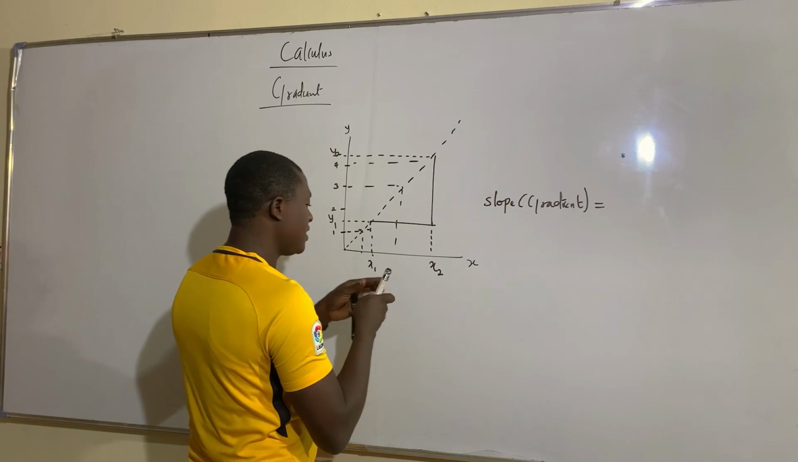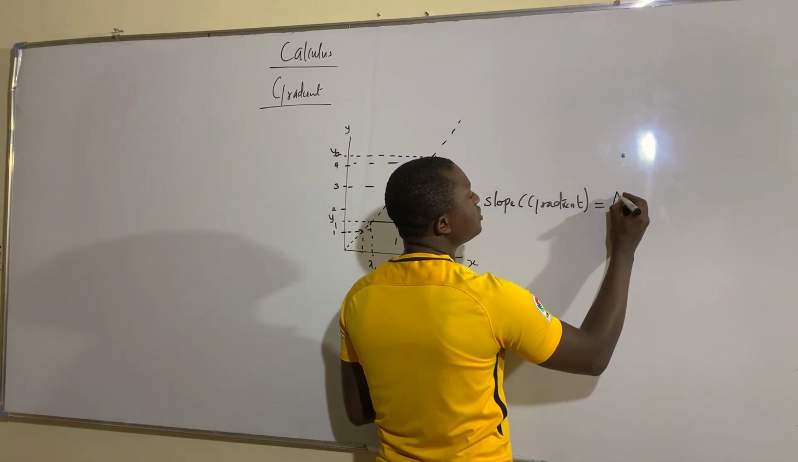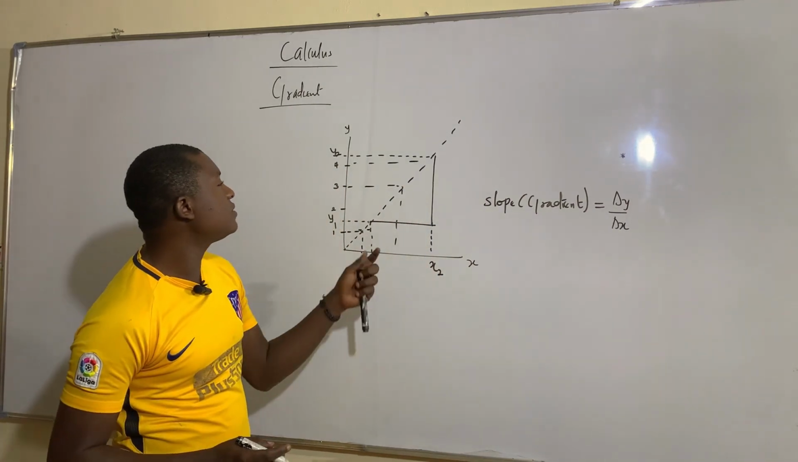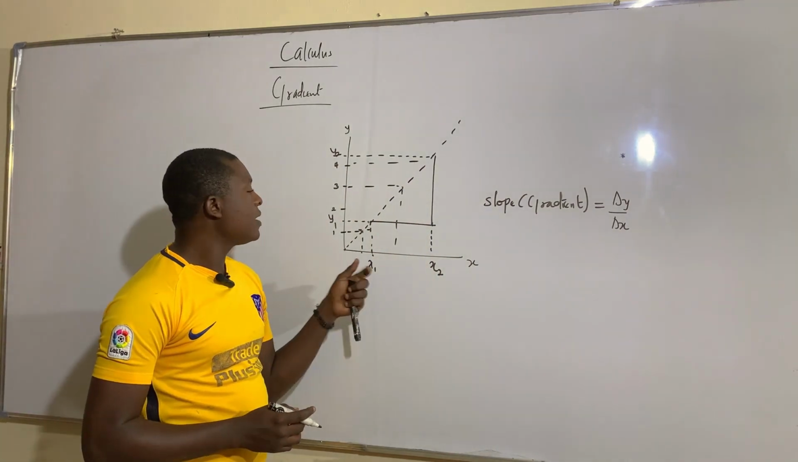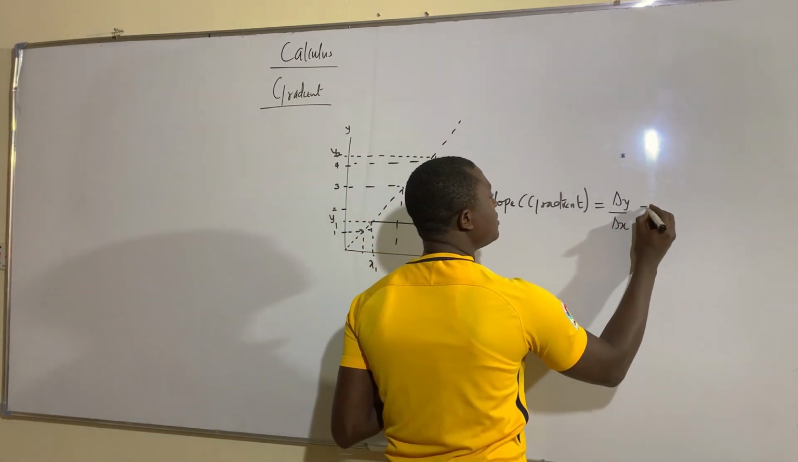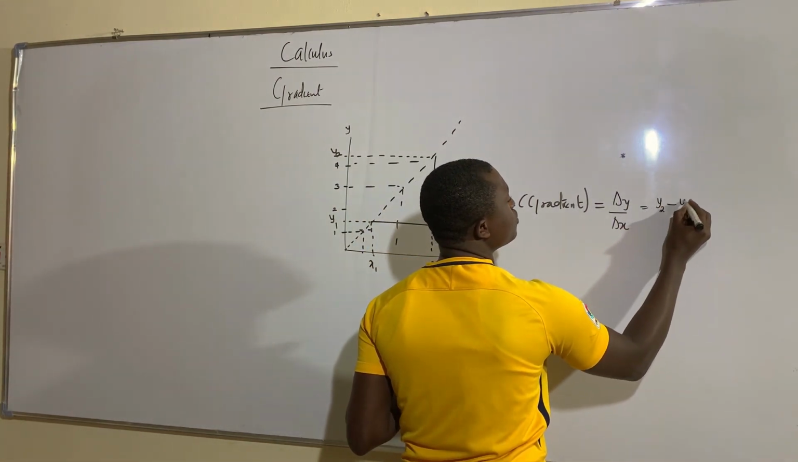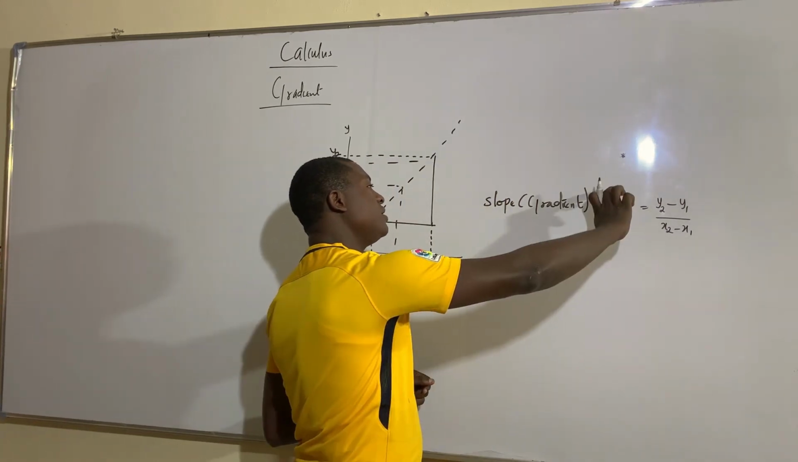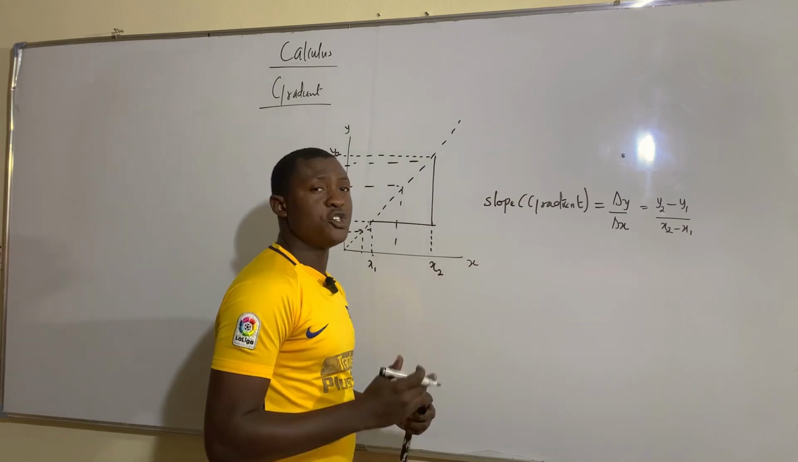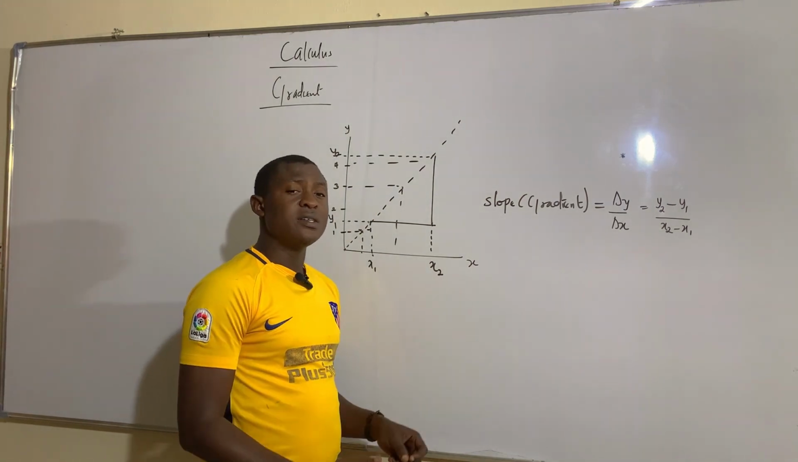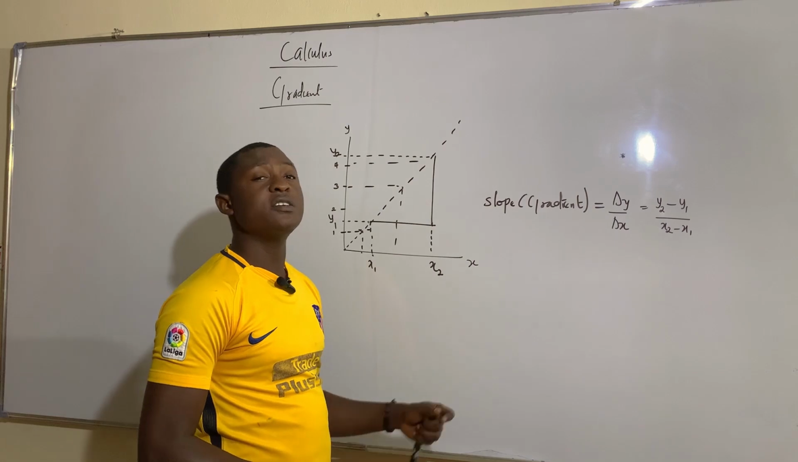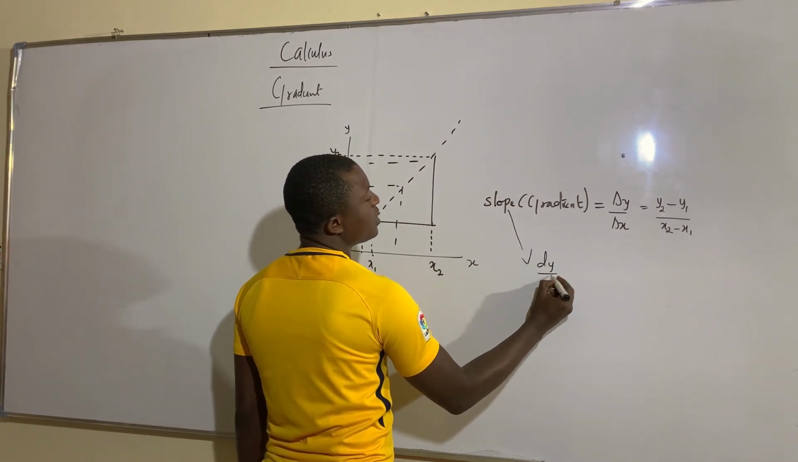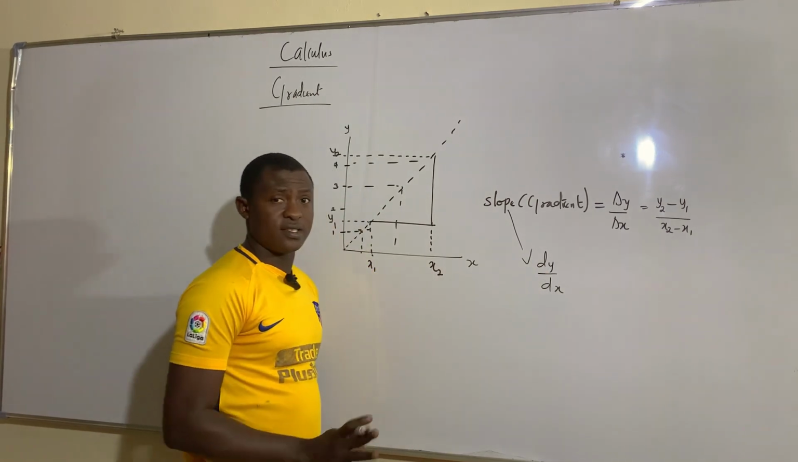Normally, the gradient is changing y over changing x. From the graph we have y2 minus y1 over x2 minus x1. If you look at the first approach, we have changing y over changing x, which is dy/dx. This means that if you have to find the gradient of a curve, you have to find dy/dx. I hope you get it right.